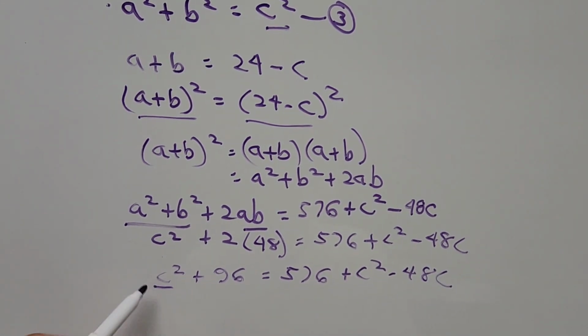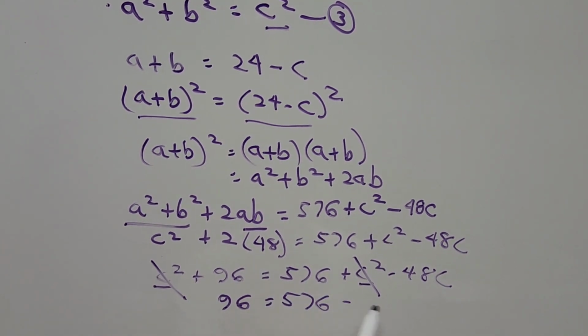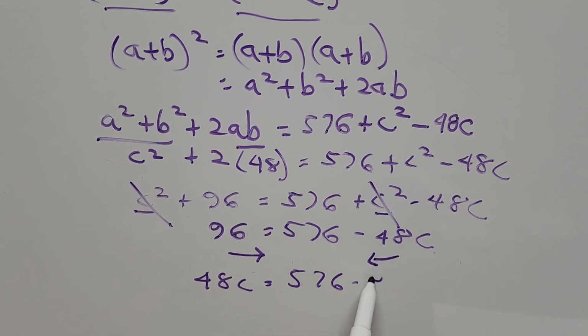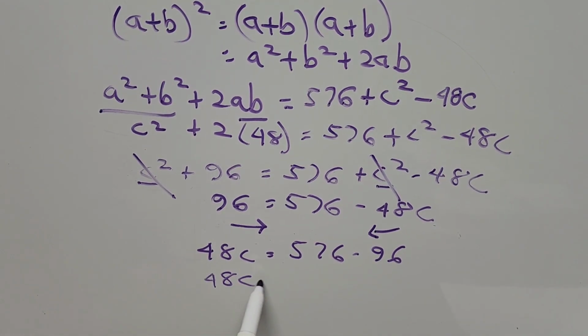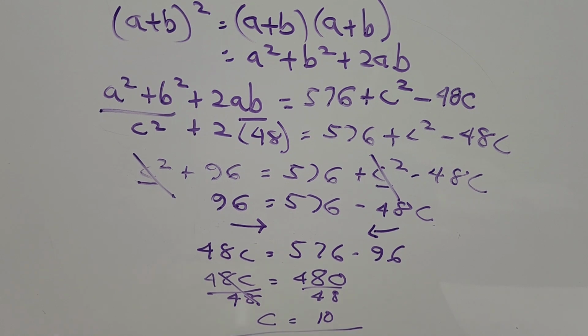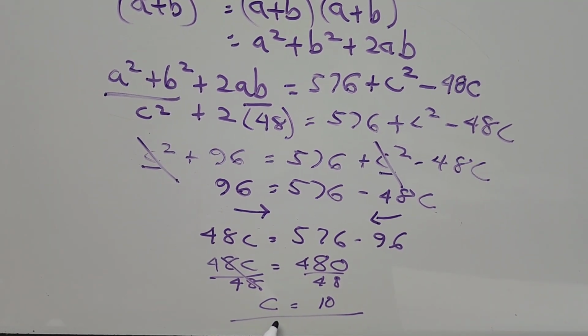So here we have c squared on both sides, so we cancel that. So we ended up with 96 is equal to 576 minus 48c. Moving this term to the left and this constant to the right, so we have 48c equals 576 minus 96. 48c is equal to 480 divided by 48. So we have c equals 10. So we have side c equals 10.